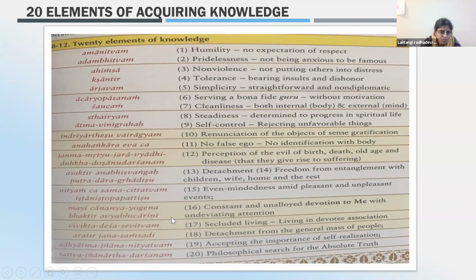Mayi Chananya Yogena Bhaktir Avyabhicharini, constant and unalloyed devotion to me with undeviating attention. We see, right, inattentive chanting is also offensive. Krishna clearly says in so many places, exclusive attention. Vivikta Desha Sevitvam, secluded living, living in devotee association. Aratir Jana Samsadi, detachment from the general mass of people. Adhyatma Jnana Nityatvam, accepting the importance of self-realization. Tattva Jnanartha Darshanam, philosophical search for the absolute truth.